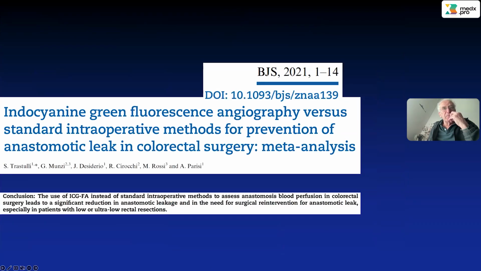So there are studies that have looked at the literature and have performed meta-analyses, and this is the latest meta-analysis coming out of Italy by Roberto Ceracchi and his group, where they said that the use of ICG to assess anastomotic blood perfusion leads to a significant reduction in anastomotic leakage. I don't know how they were able to determine that, but that's what they say, as well as the need for surgical reintervention. There was no comparative study, so I don't know how they can say that. But anyhow, they did say that.